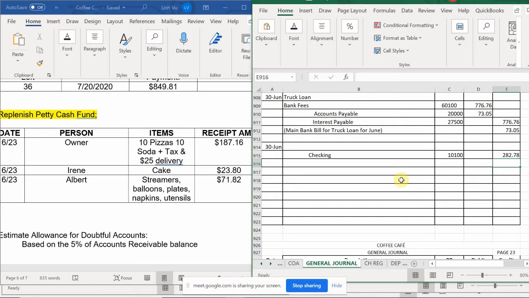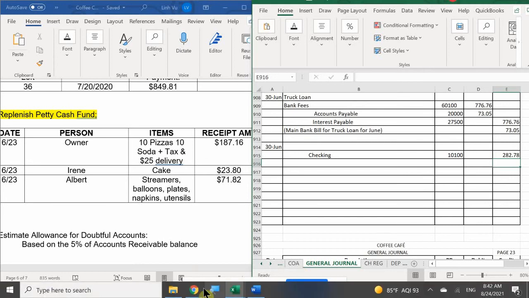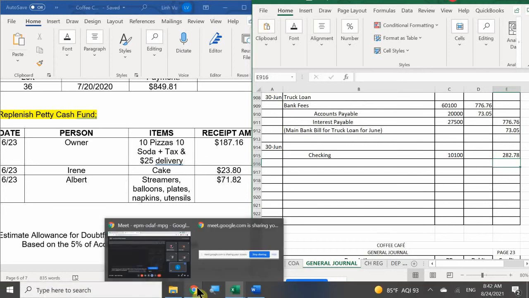Okay. Well, if you guys remember from chapter 9, in order to establish a petty cash fund, we would debit petty cash and credit checking. In order to increase the amount of money that's in there, you would debit the petty cash fund. But if you want to decrease it, you would credit the petty cash fund. In this case, I don't want to increase or decrease the petty cash fund. I'm just trying to put the money back into the account.